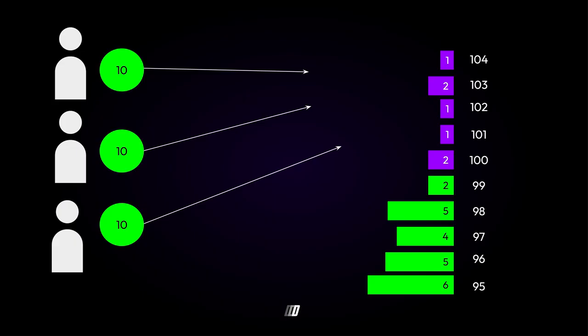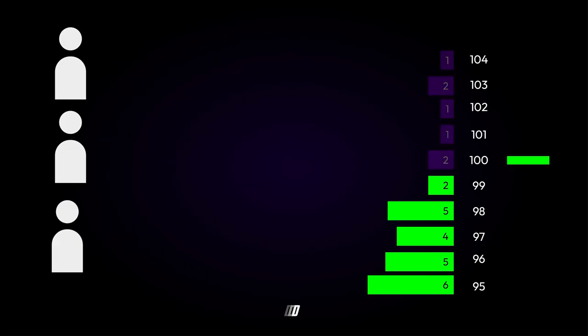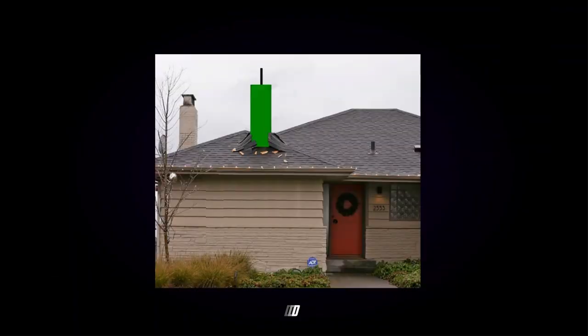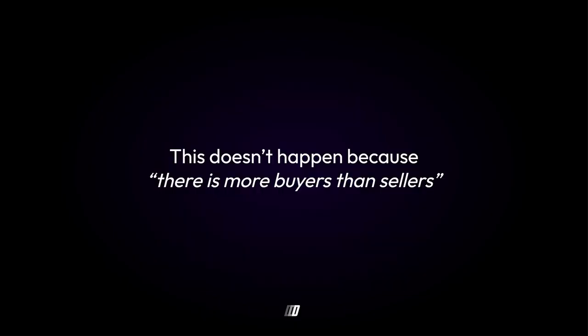So now everyone buys, okay, and price shoots up. And as we know, it's a very well documented phenomenon, which is price pokes through the ceiling of traders. So this does not happen because there's more buyers than sellers, as a lot of people say, the market is long, the market is buying. No. There's always a buyer and a seller.